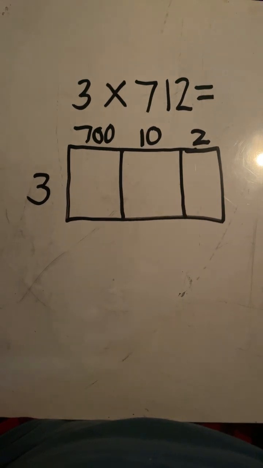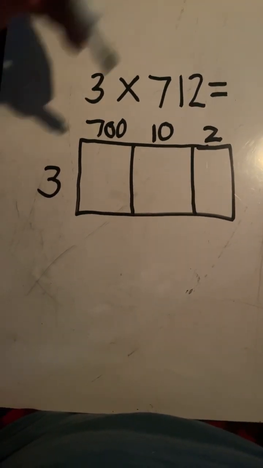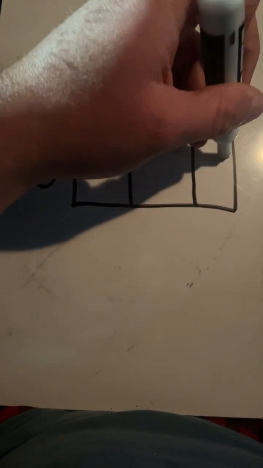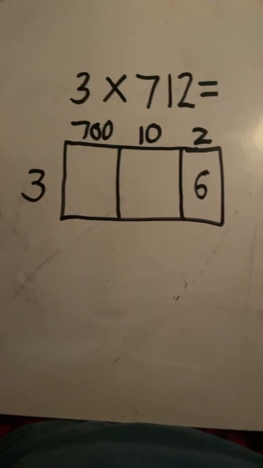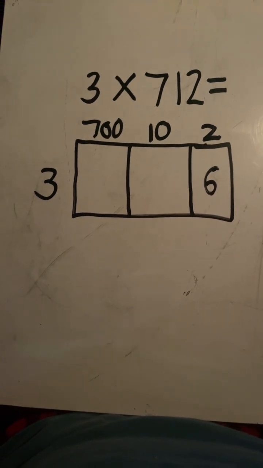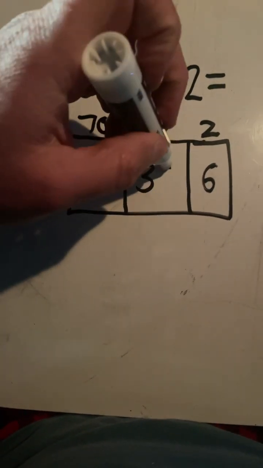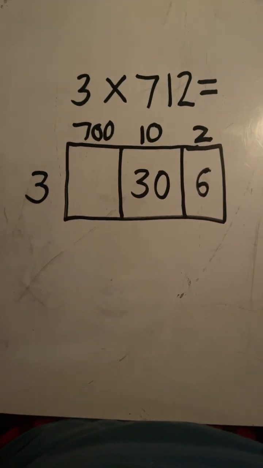So we're going to start out simply by multiplying 3 times 2, that's the easiest one. 3 times 2 equals 6. 3 times 10, if you know your single digit multiplication facts, that equals 30. And now 3 times 700.